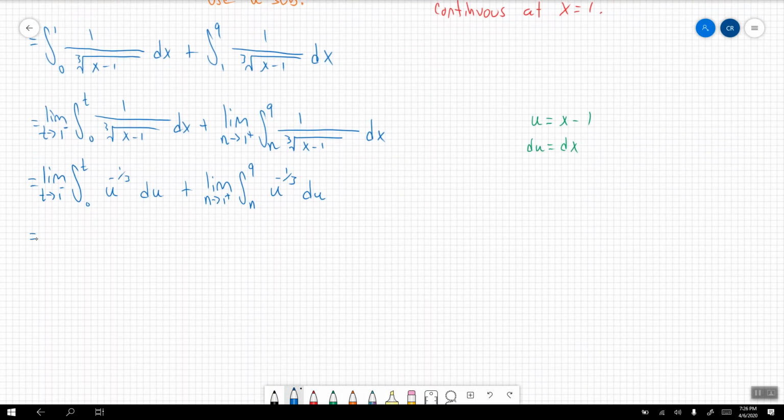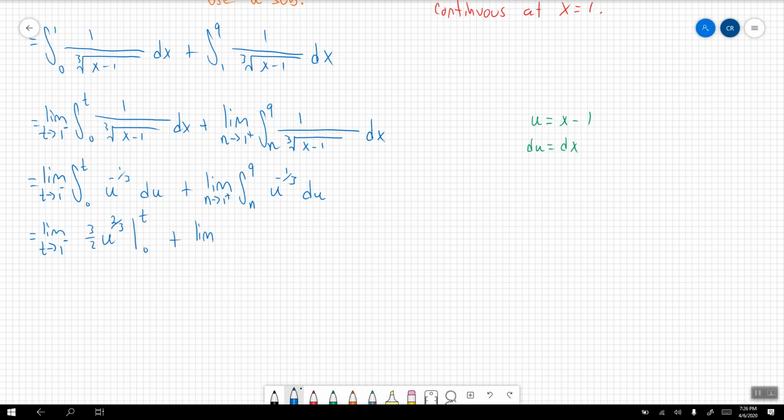Perfect. So let's go through and evaluate that integral, starting with the one from the left-hand side. I'm going to add 1 to this exponent, so adding 1 should get me 2/3. That's going to be u to the power of 2/3 multiplied by its reciprocal, 3/2, and we're going to evaluate from 0 to t.